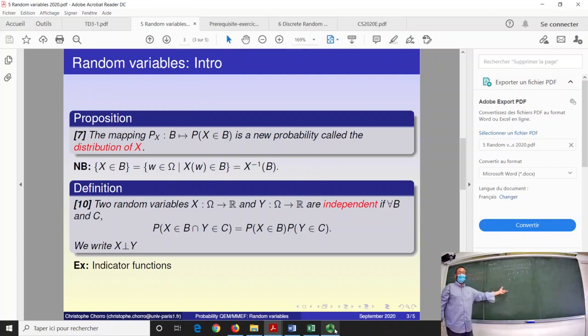So the preimage of the empty set is equal to the empty set. Okay, the preimage of, let's say, the new universe is the old one. And you have also this kind of nice properties here.